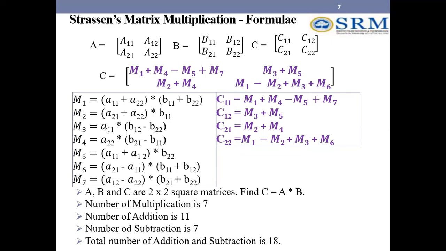But in the case of addition and subtraction, that is increased. Here, addition is 11. But in the case of brute force, the addition is only 4. And the number of subtractions here is 7. In the brute force approach, there is no subtraction. So the total number of additions and subtractions is 18. So the main advantage of Strassen's multiplication is the number of multiplications is reduced to 7 from 8, which is 1 lesser than the brute force approach.